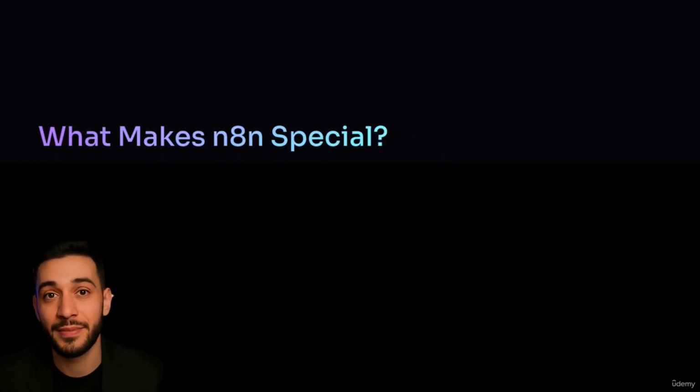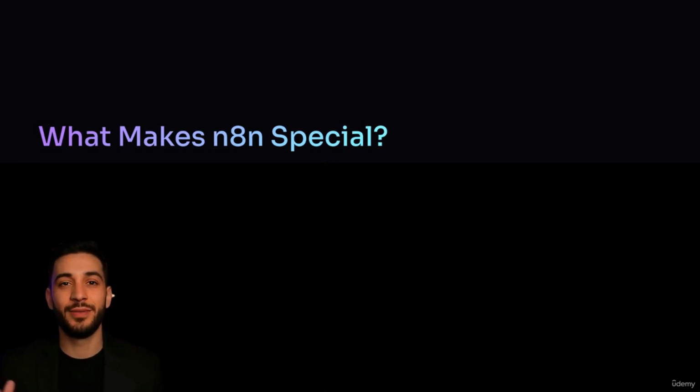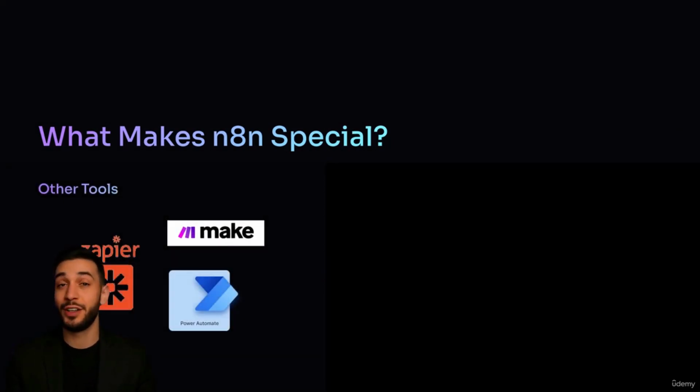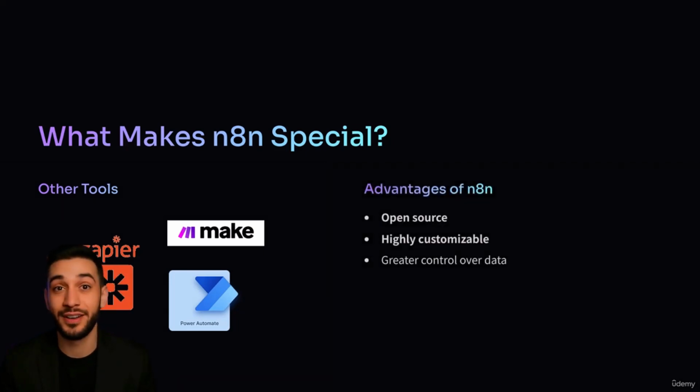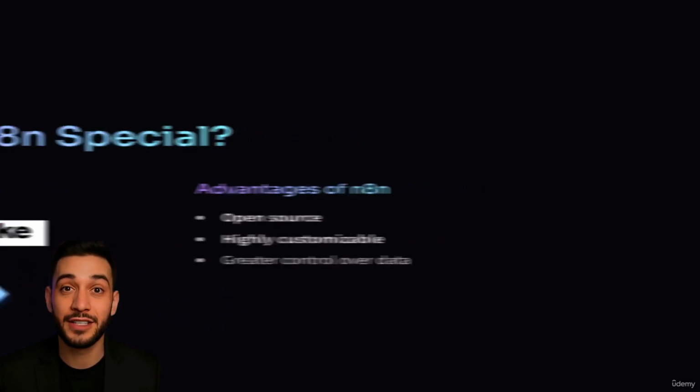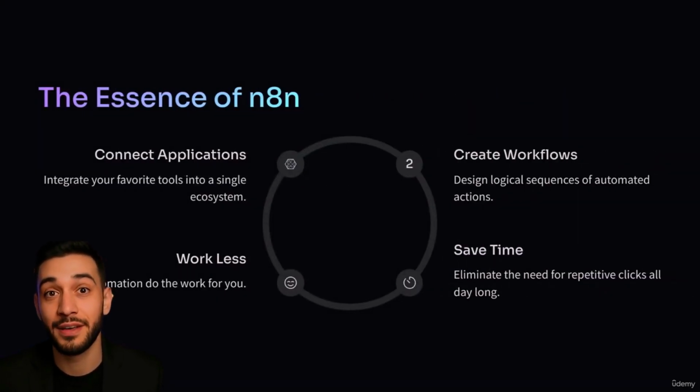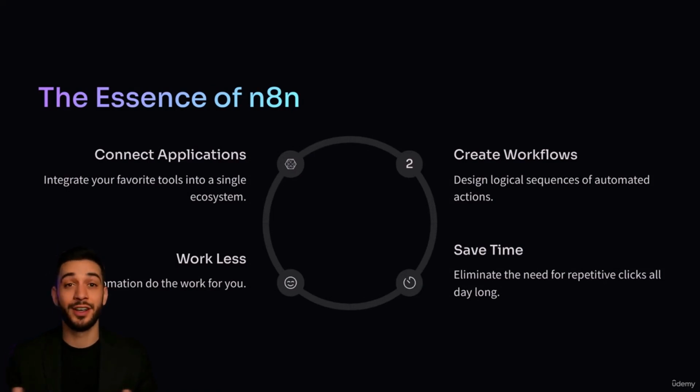n8n isn't the only tool that does this, of course. There are other well-known platforms like Zapier, Make, or Power Automate, but n8n has one big difference. It's open source and highly customizable. So you can think of n8n as a tool that connects different apps and makes them work together automatically, no more clicking around all day.